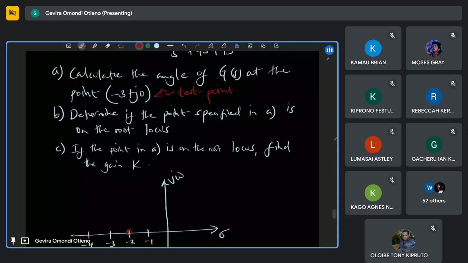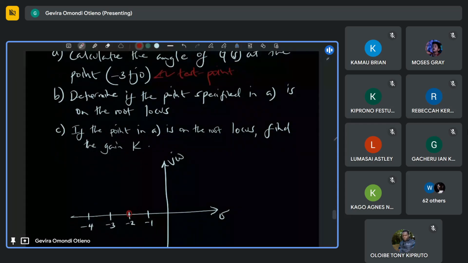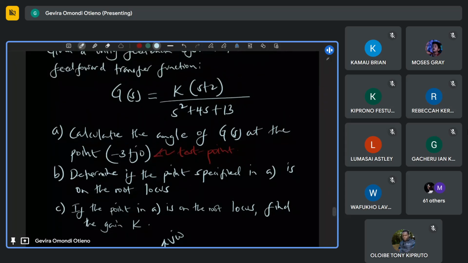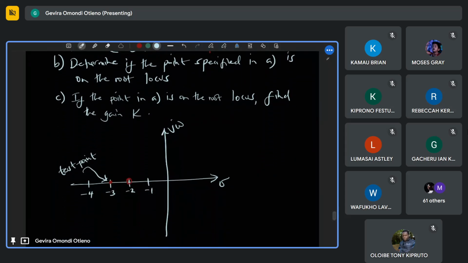I also know that the test point is -3 plus J0, so I just put it as a dot. That is our test point, -3 plus J0, which we are going to use. Now I need to know where those 2 poles lie. There's the s squared plus 4s plus 13, and that tells me it should be somewhere around -2.